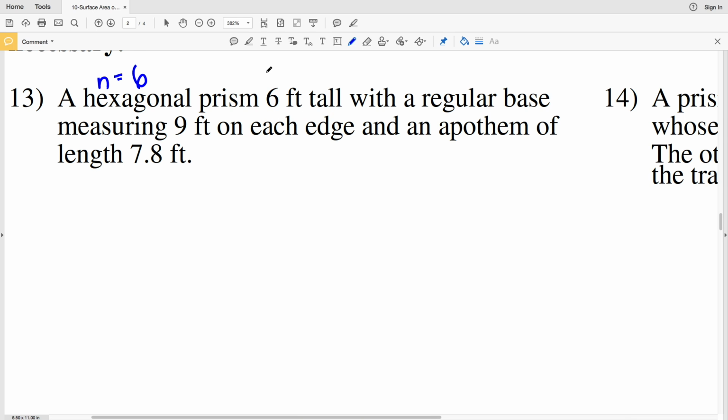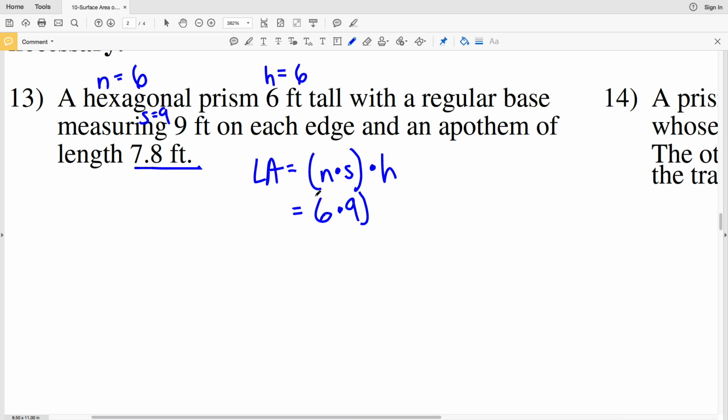And if the prism is 6 feet tall, that's the height of the prism itself. And since the base is regular, the side length of each of those sides is 9 feet. And it also tells us that the apothem is 7.8 feet. So remember, lateral area is the perimeter, n times s, for a regular polygon, times the height of the prism. N is 6, s is 9, and h is also 6.